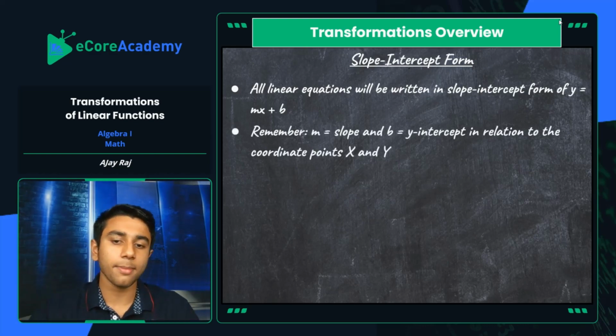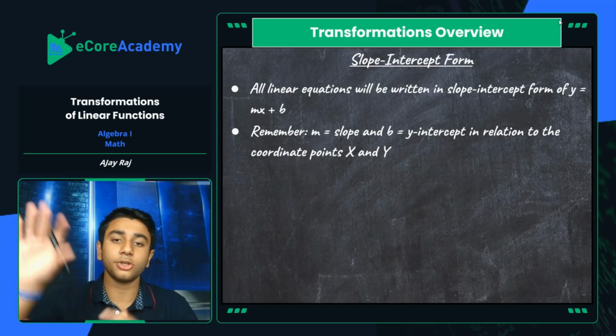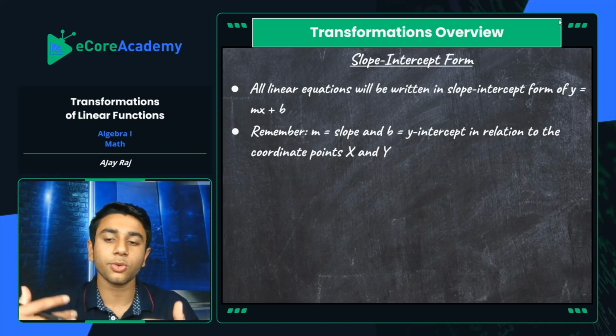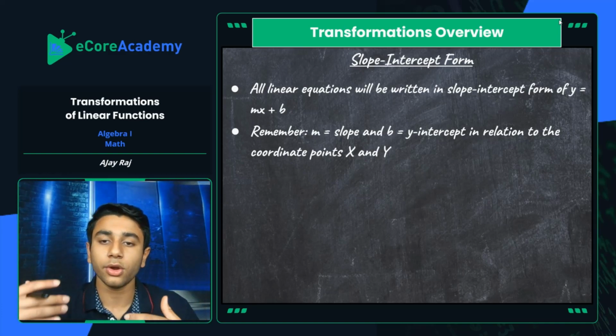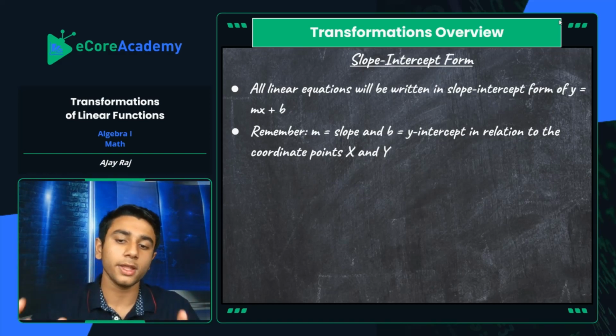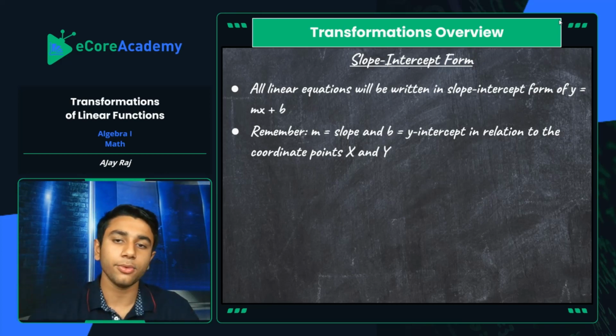And just to recap, remember that m is your slope in the equation that determines how steep the line is, how much of a slant your linear function has. And then b is your y-intercept, where exactly your equation is crossing the y-axis in relation to the coordinates of x and y. So you can plug in your x and y points, create a table, and graph it.